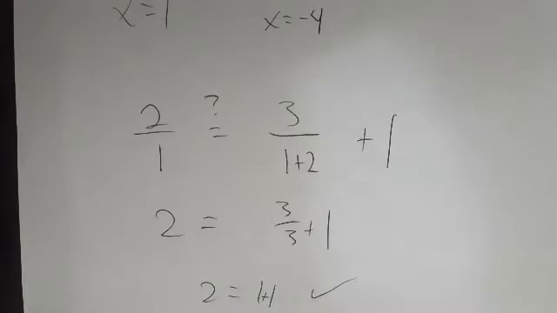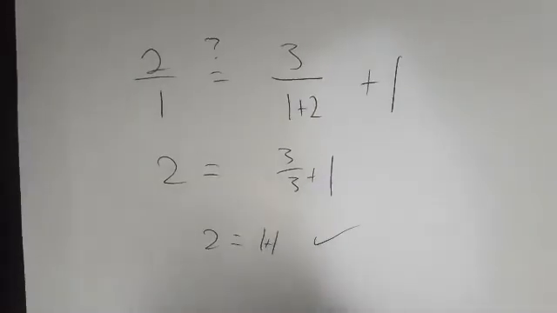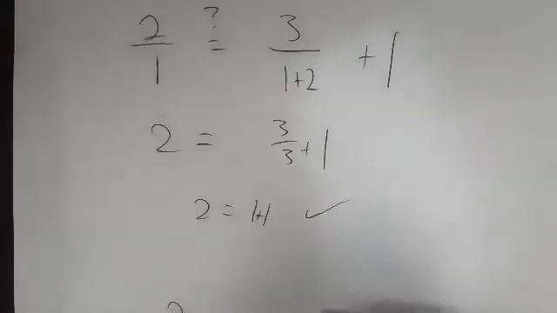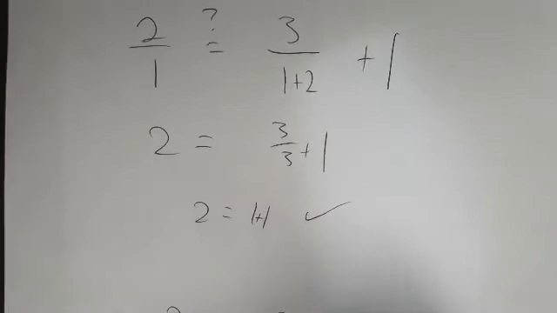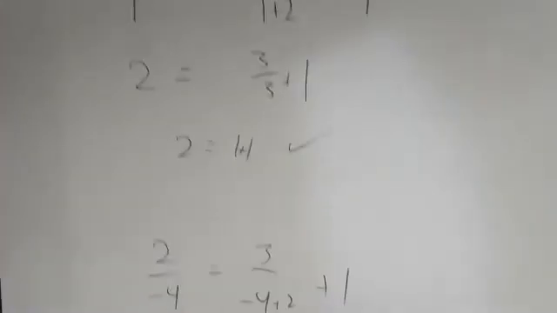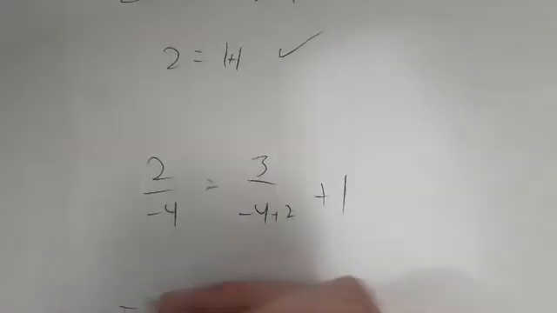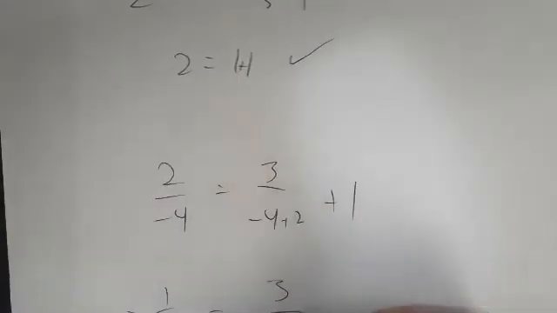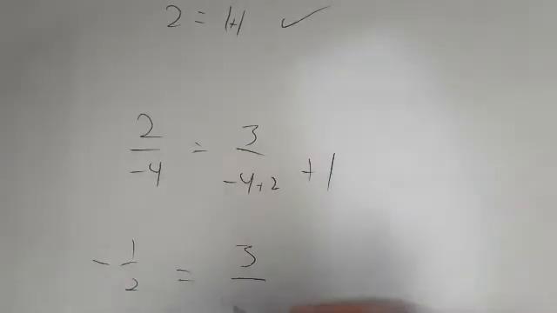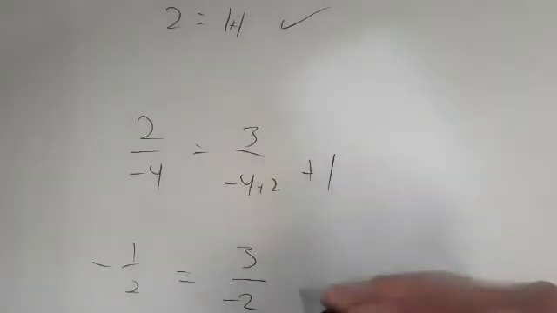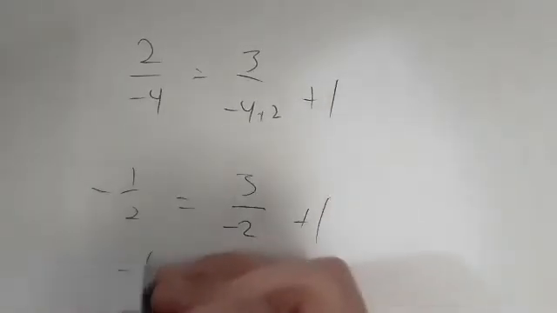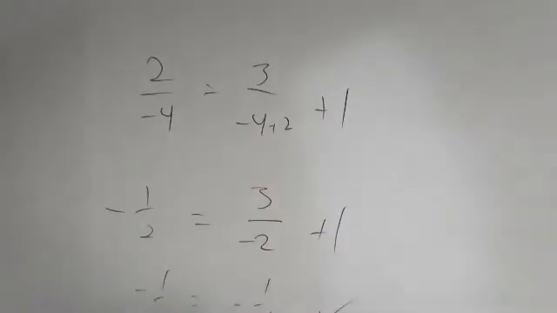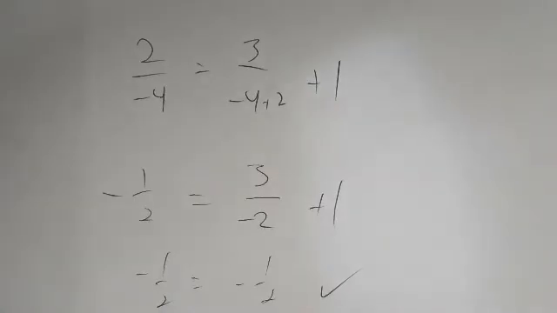The other thing is x equals minus 4. So if I go ahead and plug in minus 4, 2 over minus 4 equals 3 over minus 4 plus 2, plus 1. 2 over minus 4 is minus 1/2. Is this equal to minus 1/2? This is 3 over minus 2 on the bottom. This is minus 3/2 plus 1, which is minus 1/2. So these both check as solutions. They will work if we plug them back in.